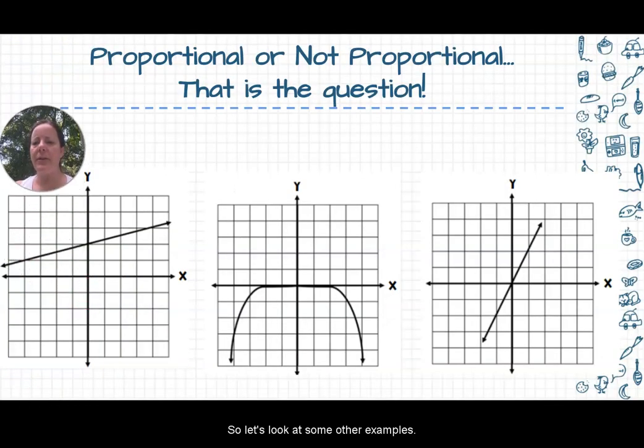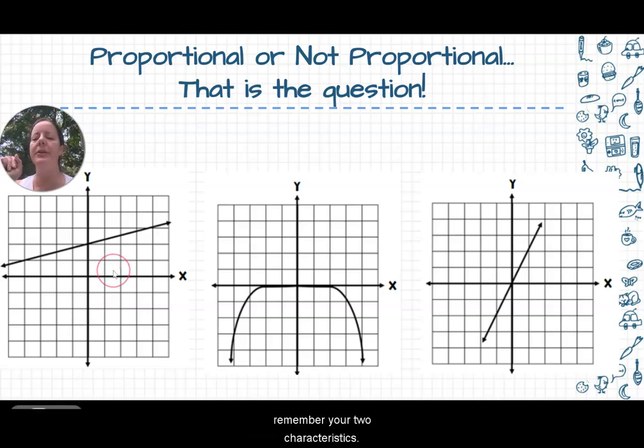So let's look at some other examples. Proportional or not proportional? That is the question. Look at these 3 graphs. Which one do you think is proportional? If you said this first one is proportional, remember your 2 characteristics. 1, it has to be a straight line. 2, does it go through the origin? Look at the X and Y axis here. That's the origin right here where they cross. Is that line going through that point? No. So this is not proportional.